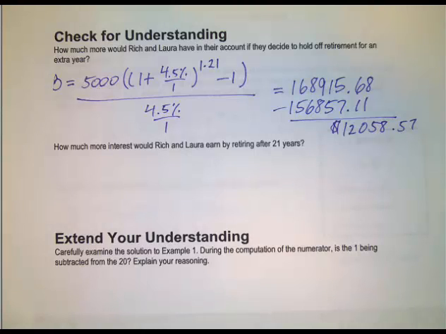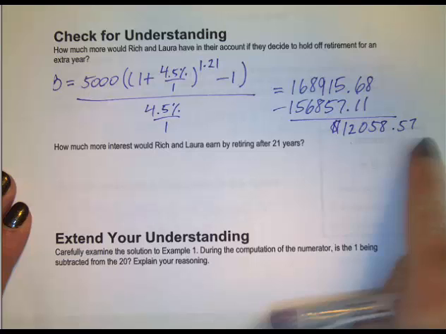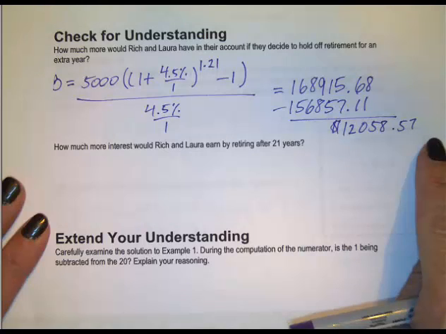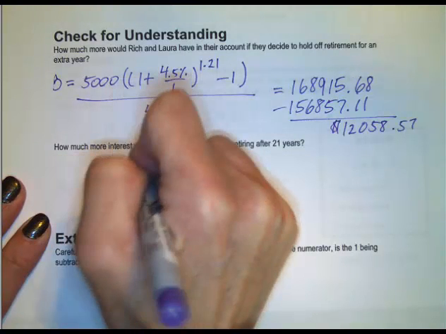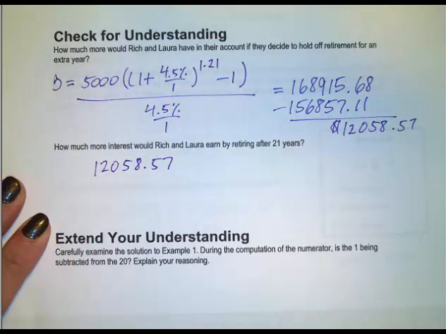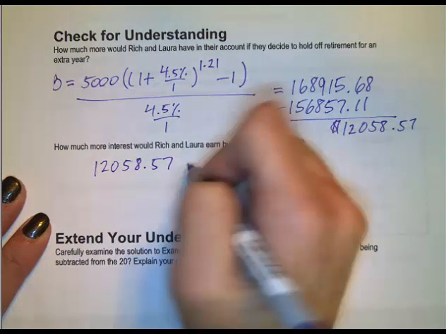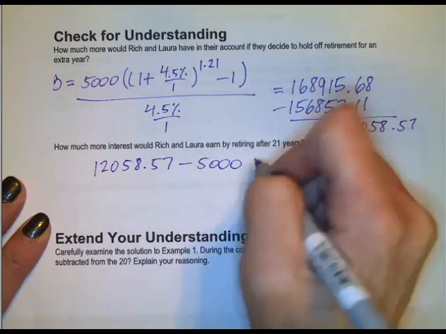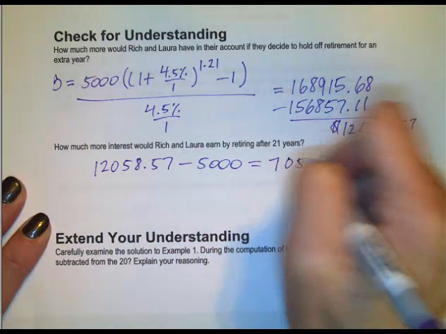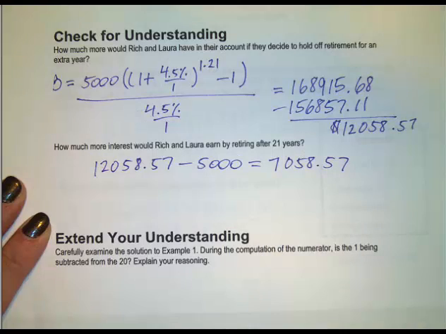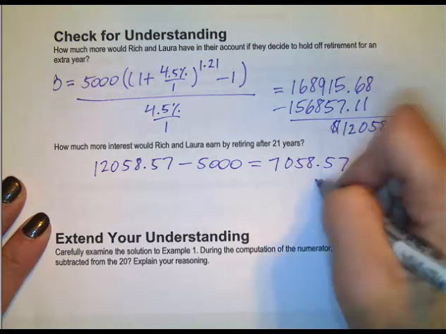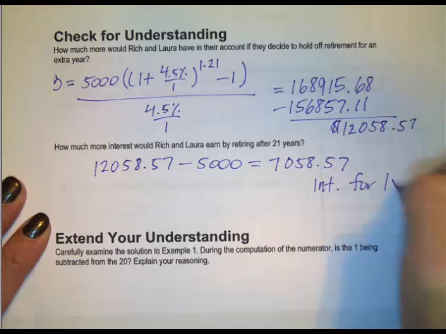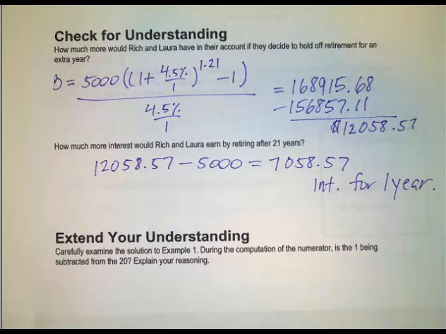So now, how much more interest would Rich and Laura earn by retiring after 21 years? Well, if this is the amount they make from that 1 year, how much more did they have to put in that 1 year? Well, they only put in that $5,000 extra for the 1 year. So $7,058.57 would be the extra interest for 1 year. Wow, that might be worth it.